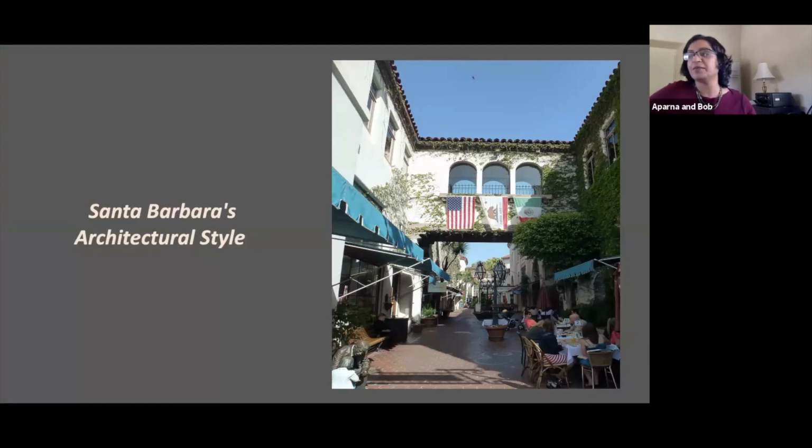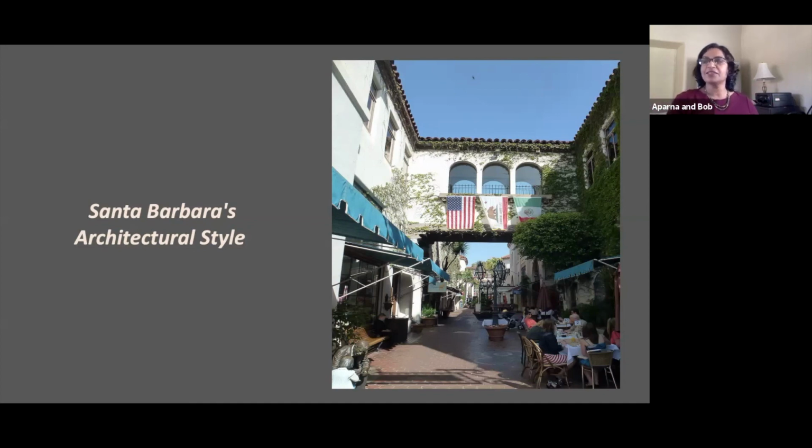Today, Santa Barbara has a distinct architectural style and is acclaimed for its Spanish colonial revival architecture. But it was not always the case. At the beginning of the 20th century, Santa Barbara was like most cities and towns in the United States, with worn out, shabby buildings, dusty streets, and non-existent landscaping. So how did Santa Barbara transform itself into this beautiful Spanish town?